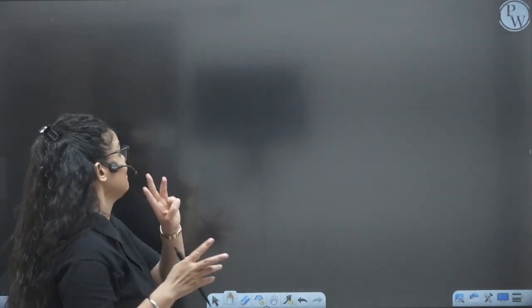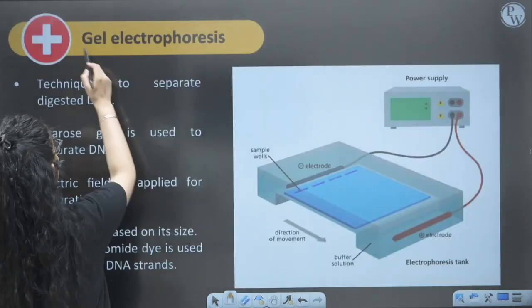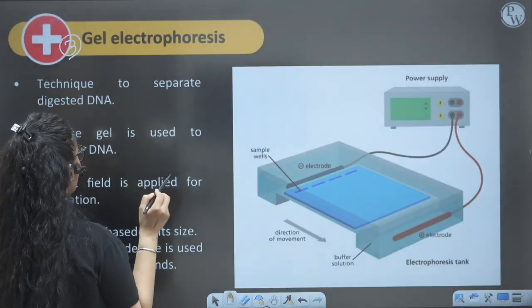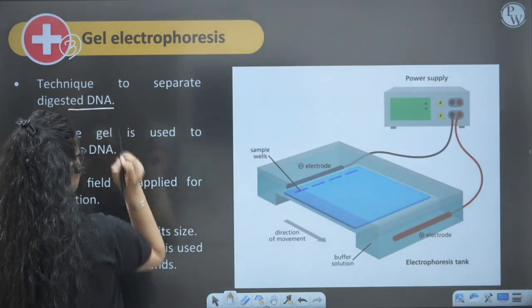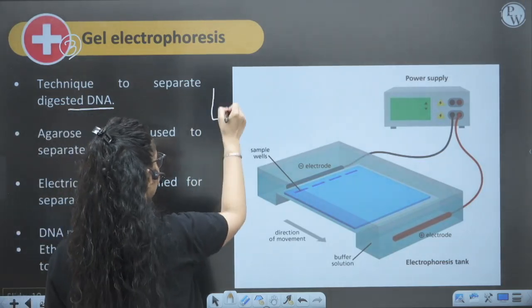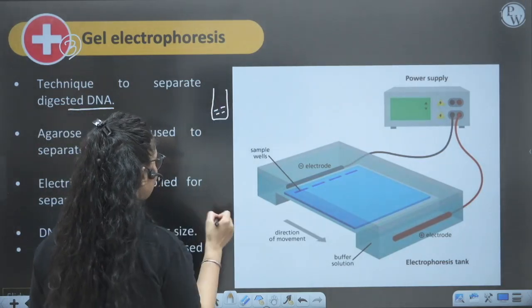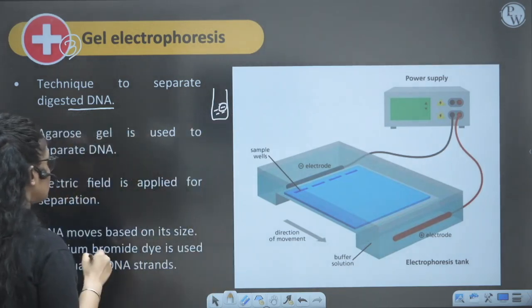So finally, we have cut our DNA with the restriction enzyme. The third step or third process of biotechnology is to separate the digested DNA. Suppose we have digested DNA and we have got many fragments, we have to separate our gene of interest.